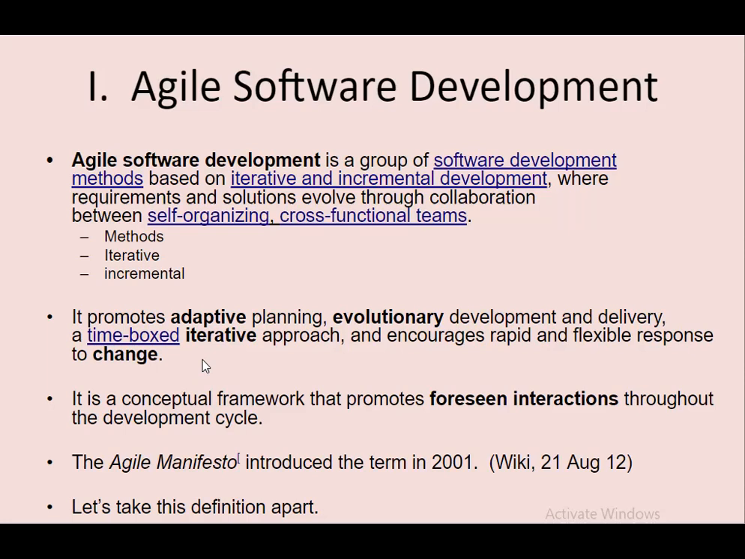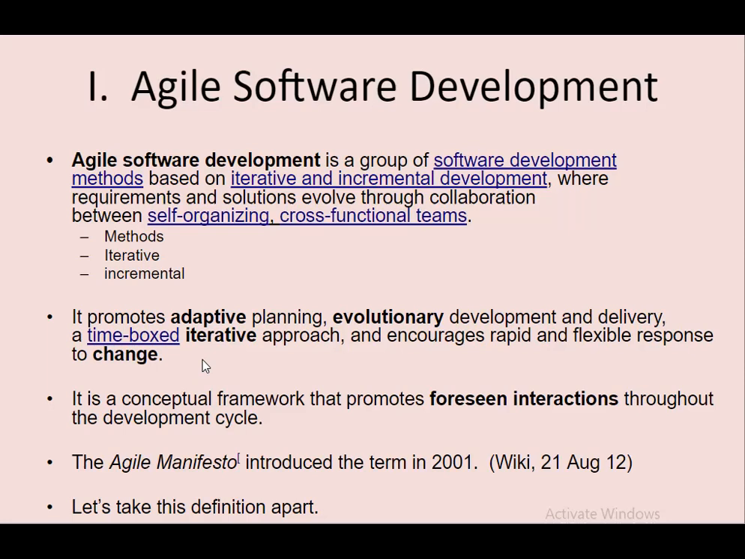And it encourages rapid and flexible response to change. Change is something we are very adaptable to. Agility is nothing but change, right? Multiple times the requirements get changed, rapid changes are there. So agile accepts that and encourages rapid and flexible response to change. It is a conceptual framework that promotes foreseen interaction throughout the development cycle.